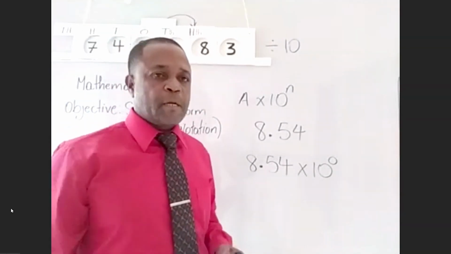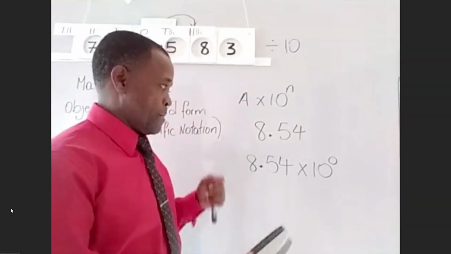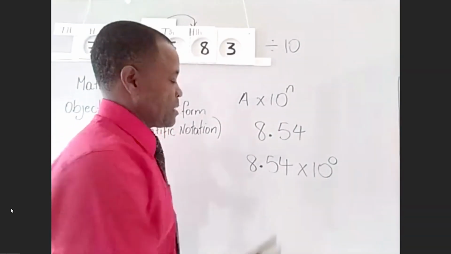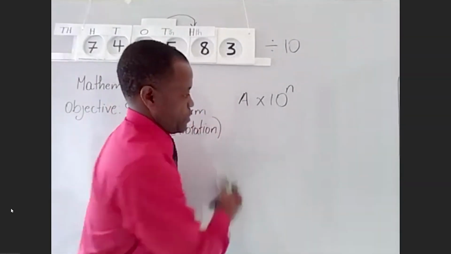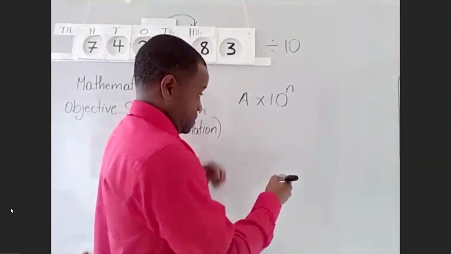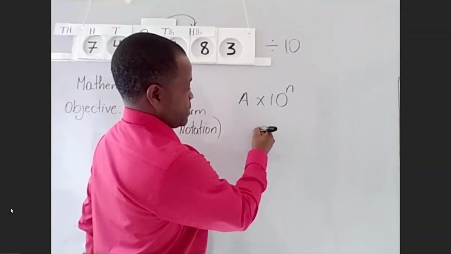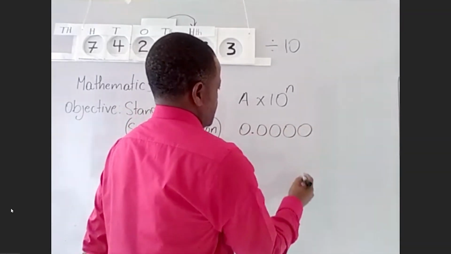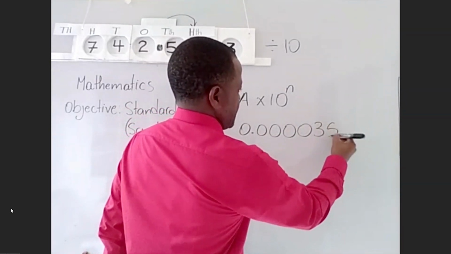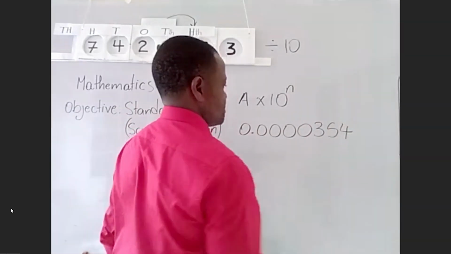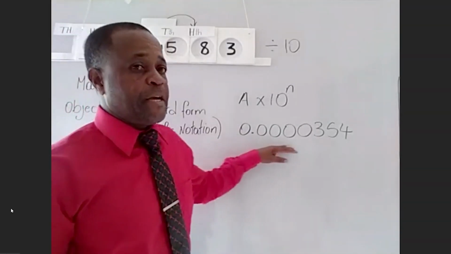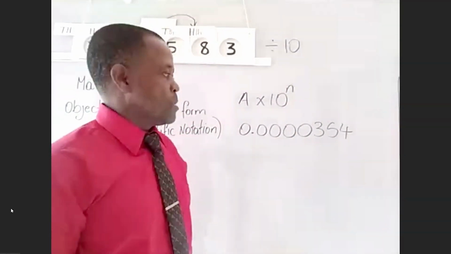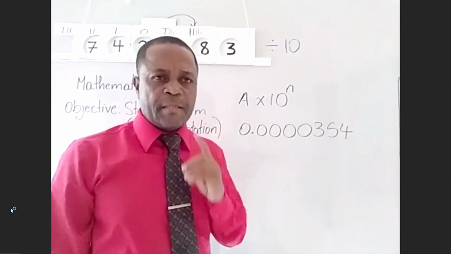Okay, hope you understand that, because we need now to look at when n is negative. We're going to look at n when n is negative. Now, if I should give you, say, a number such as 0.000354, this would be a very small number. All right. Now, we want to write this number in standard form.